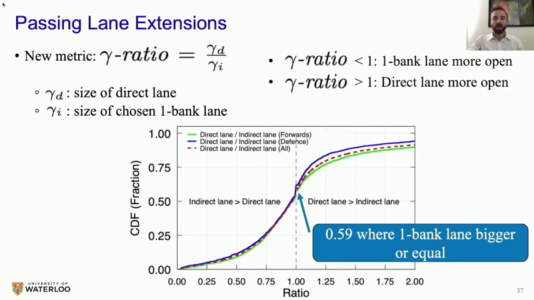Since we can now model passing lanes for one-bank passes, we propose a new metric called the gamma ratio, which is the gamma for the direct passing lane over the gamma for the indirect passing lane for the pass that the player chose. Thus, if the gamma ratio is less than 1 for a one bank pass, the indirect lane was bigger than the direct lane. Otherwise, the direct lane was actually bigger. We find that players chose to make the indirect pass when the one bank lane was bigger in 59% of one bank passes in our dataset.